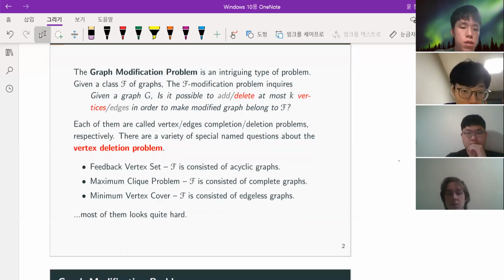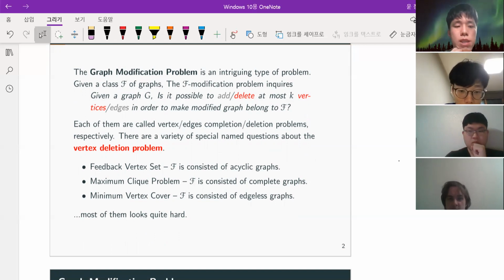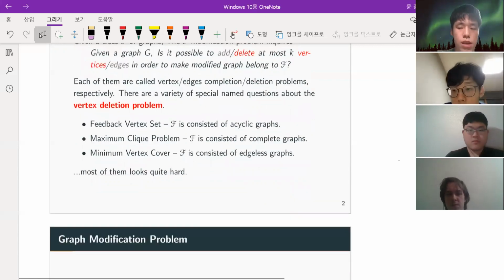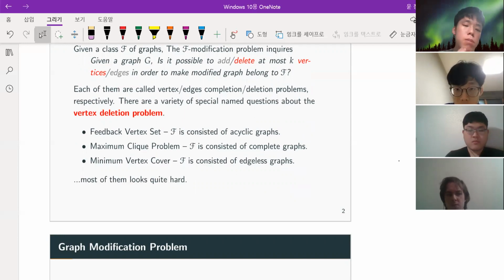Each of them is called vertex completion, vertex deletion, edge completion, edge deletion problem respectively. And we're going to talk about the vertex deletion problem today. There are a variety of special intriguing questions about the vertex deletion problem, depending on the class F. When F is the class of acyclic graphs, the problem is named feedback vertex set. Also, if F is the class of complete graphs, it becomes the maximum clique problem. Or F consists of edgeless graphs, in other words independent sets, and the problem becomes minimum vertex cover. And most of them look very hard to solve.